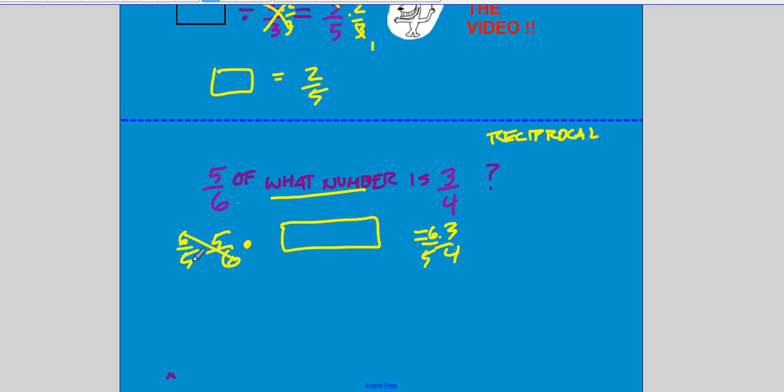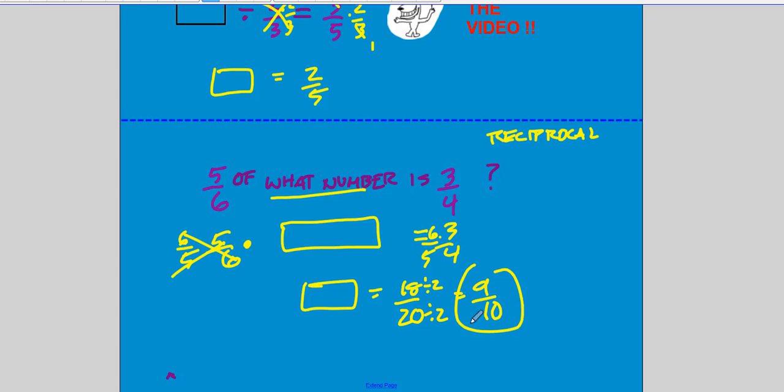Okay, so that becomes 1 because 30 over 30 is 1. So I'm left on the left side with box equals, now I could reduce this or I could just multiply out. That's 18/20 if I just multiply it out. And notice I can divide, they're both even numbers, I can divide 2 into them. That's going to be 9/10. So my answer is 9/10.